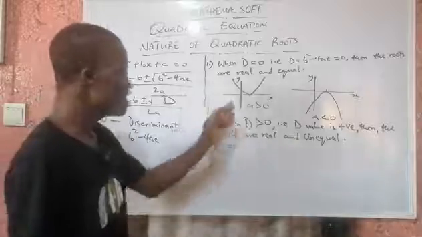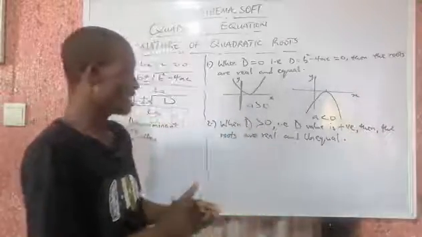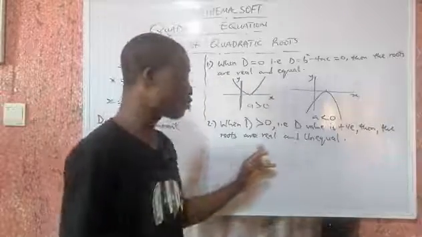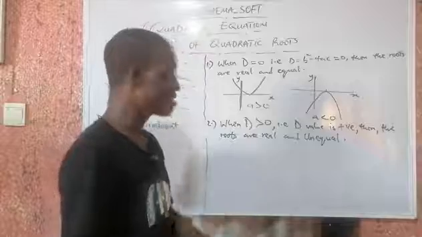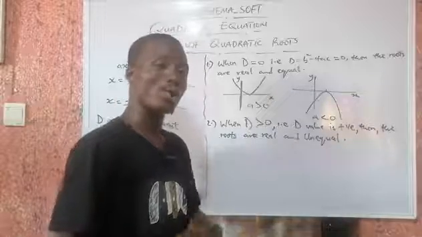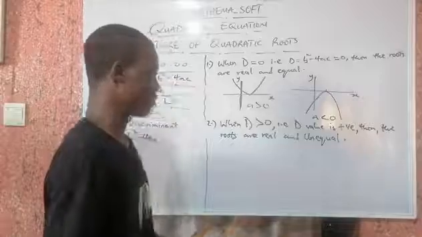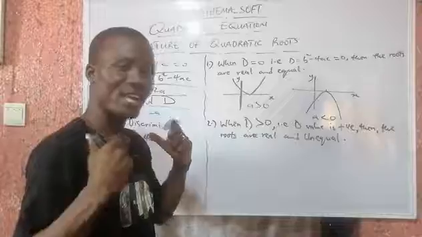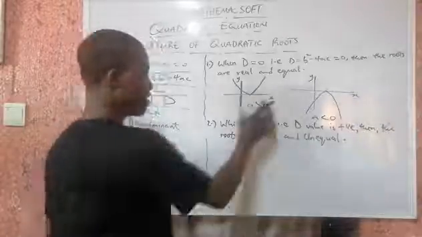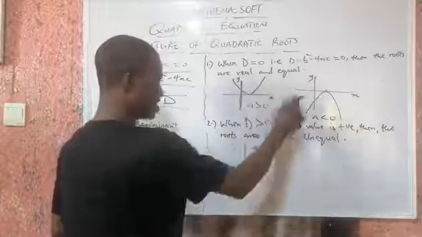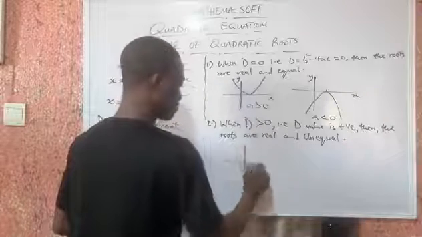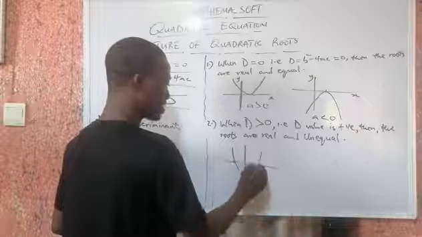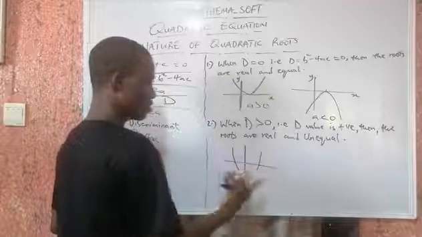So in this case, when the value of d is greater than 0, that is, the value of d gives you a positive number, then the roots of the quadratic equation will be real. They truly exist, but they will be unequal. In other words, the roots will be different. So we have two distinct roots for this kind of quadratic equation. And if we bring our graph just like we did here, we are going to have something like this. It will cut the x-axis in two distinct places.